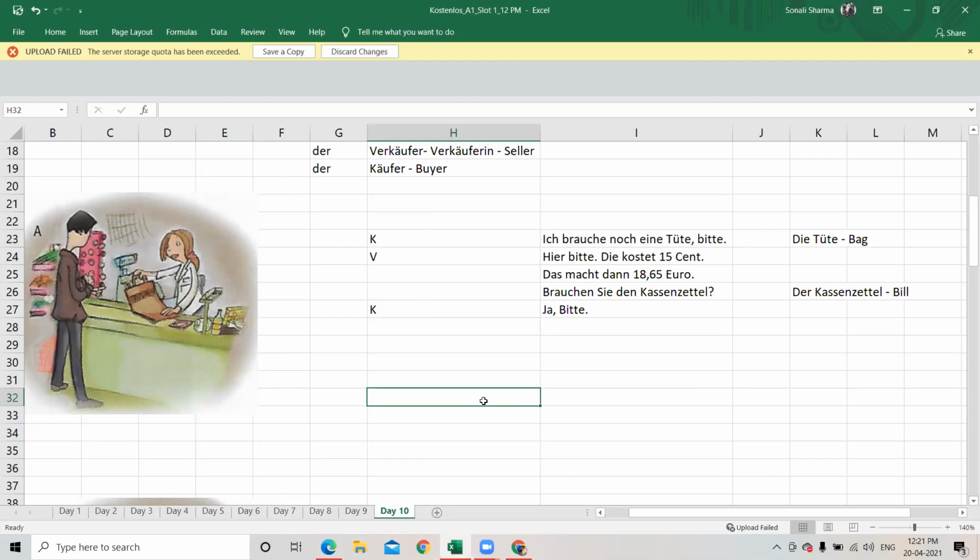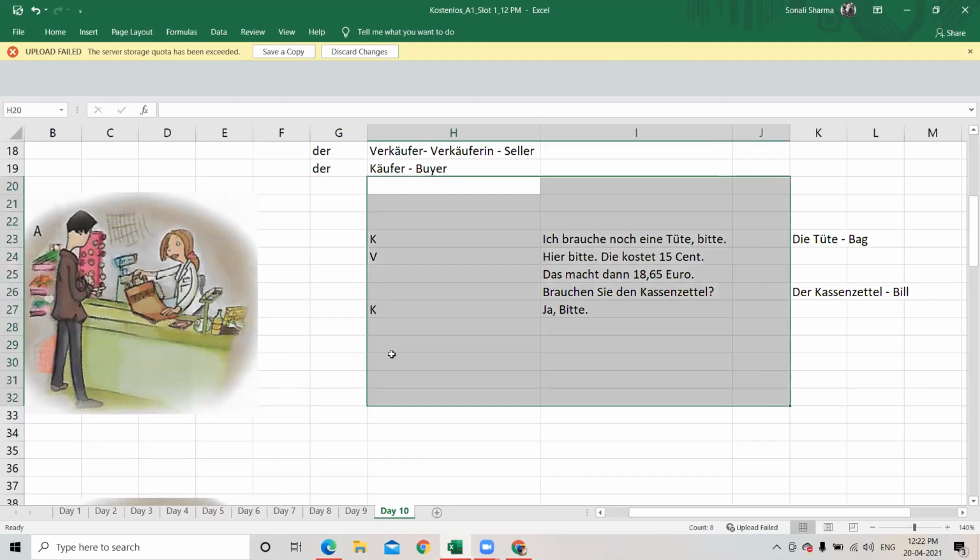Here bitte, die kostet 15 Cent. Here please, these cost, or you can also say the cost of these bags is 15 cents. Das macht dann 18,65 €. So the total comes out to be 18,65 euros. So brauchen Sie den Kassenzettel? Do you need a bill? Do you need a receipt for this? So ja bitte, yes please. So this was our first conversation. By looking at the photo, we can assume that this can happen.